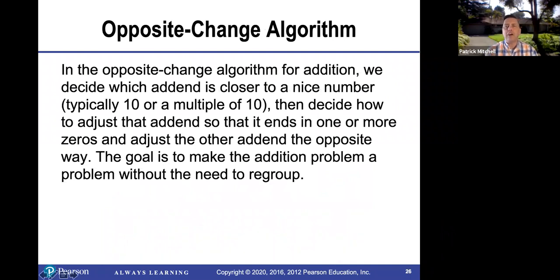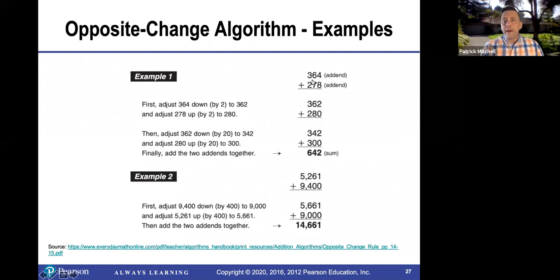The opposite change algorithm, we decide which addend is closer to a nice number, typically 10 or a multiple of 10, then decide how to adjust that addend so that it ends in one or more zeros, and adjust the other addend the opposite way. The goal is to make the addition problem a problem without the need to regroup. And I thought you could stand to see a couple of examples of this. So in the first example, we're adding 364 plus 278. Notice that 278 is very close to 280.